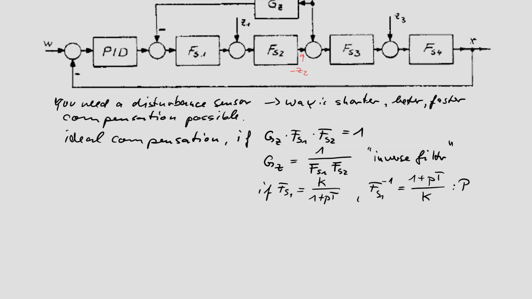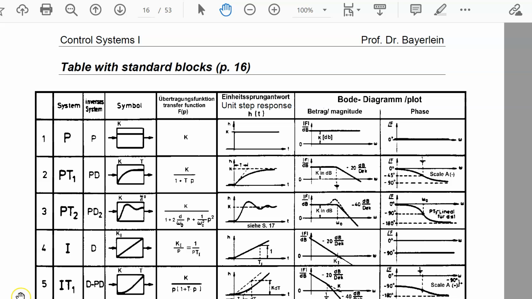And what is this? This is a PD block. To compensate a PT1, you need a PD. In workbook page 16, I can open it quickly. Then there is a column we have never used before. This is the column for the inverse filters. Let's have a quick look at the types of the inverse filters in the workbook, page 16.